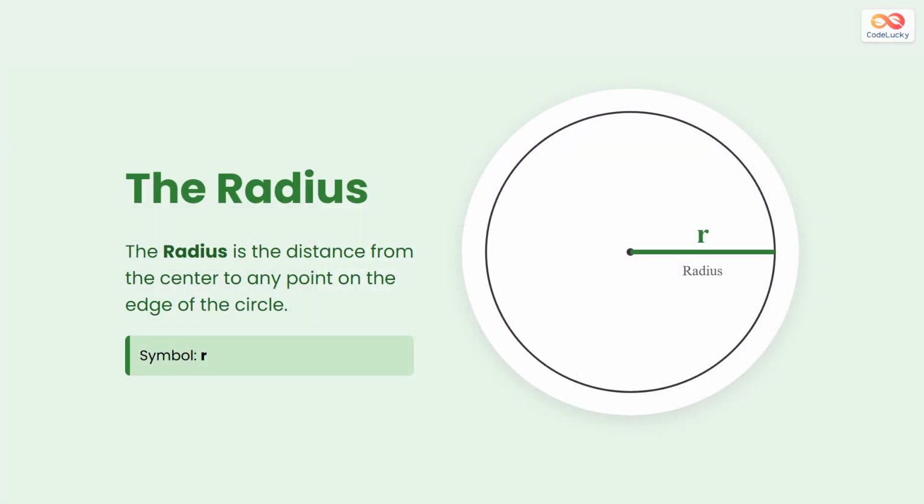Now, imagine drawing a straight line from the center out to the edge. This line is called the radius. It does not matter which direction you draw it in, the length will always be the same. We use the lowercase letter r to represent the radius.